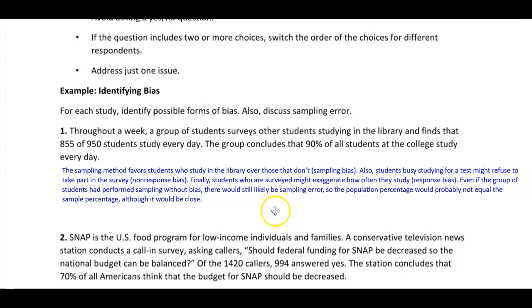So even if the group of students had performed sampling without bias, there would still likely be sampling error. So the population percentage would probably not equal the sample percentage, although it would be close.